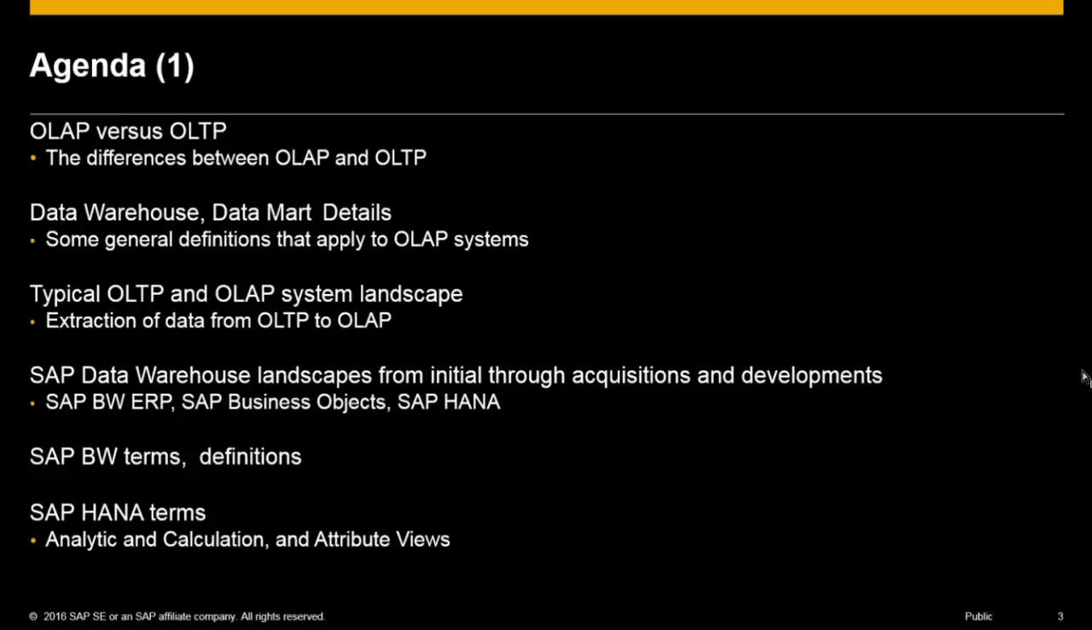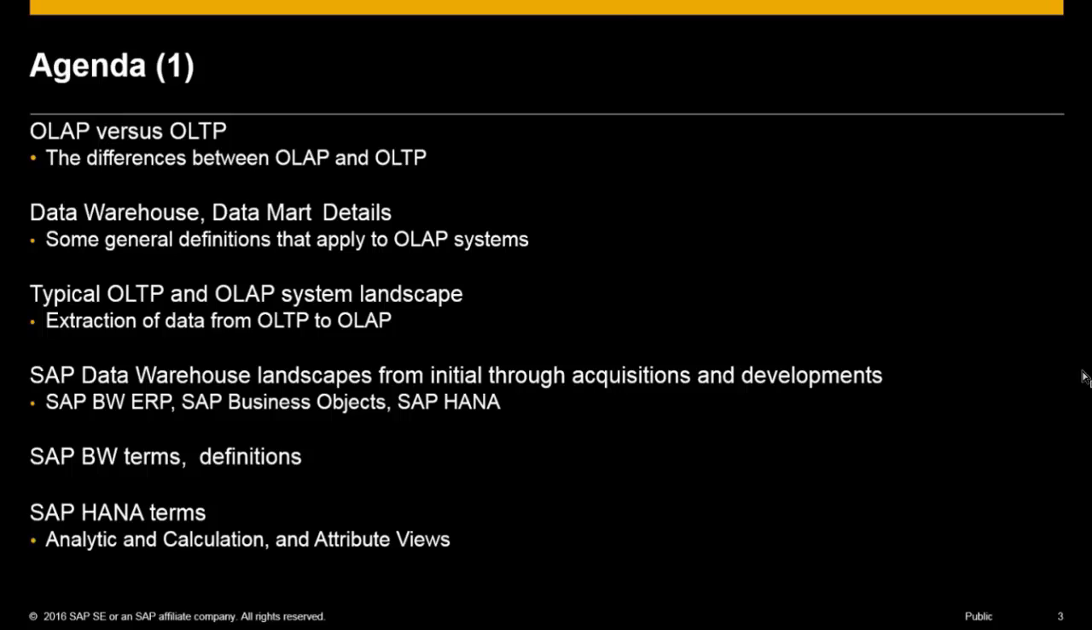So in this, we'll take a step back maybe and look at the rationale or the context in which we're doing this. And so we'll talk about online analytical processing versus transaction processing, and some commonly used terms and definitions, for example, data warehouse, data mart, and typical landscapes that are used to extract the data into the data warehouse and the cubes for reporting.